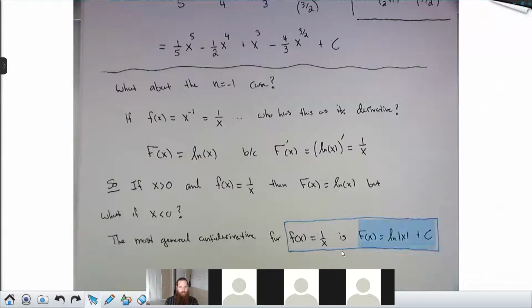The upshot is this. Most general antiderivative for 1 over x is natural log of the absolute value of x plus a constant. If x is positive, then you can forget about the absolute values. But if you're not told that x is positive, you need the absolute values. In your homework problems, some of them will say, do this with the assumption that x is greater than 0. And in that case, you can just say ln x. But if they don't tell you to assume that x is greater than 0, this is your antiderivative.